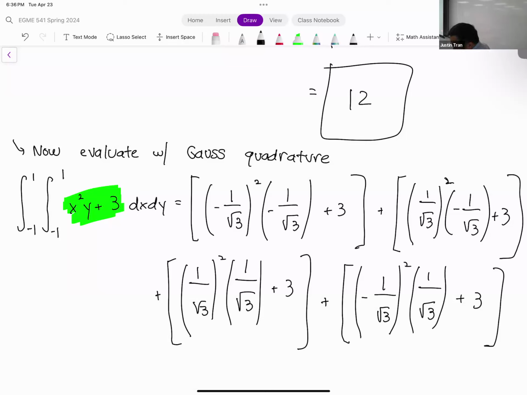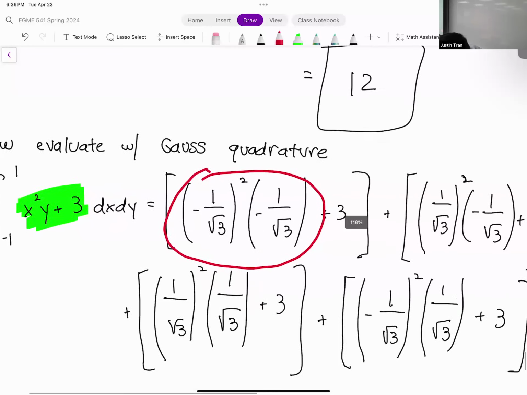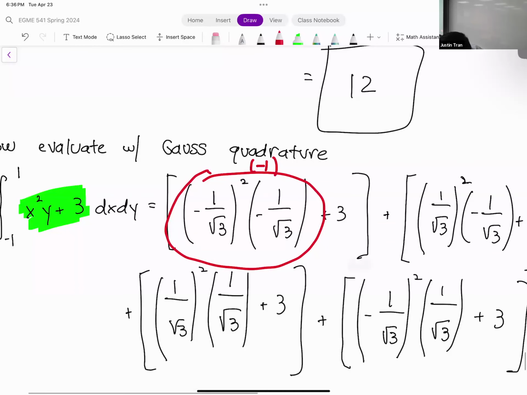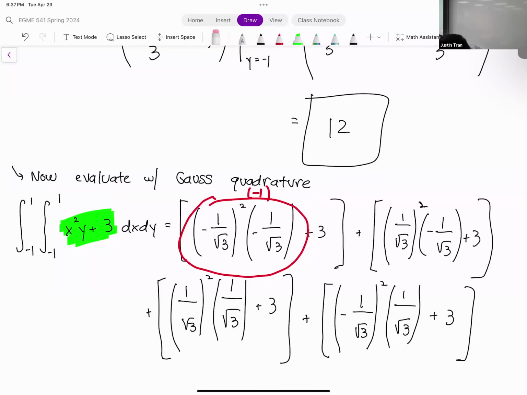If you look at the common terms here, the overall sign of the root 3 terms: we look at this term right here, which is basically 1 over root 3 cubed, and it has a minus sign in front. I don't know why I wrote minus 1, let me make that just a minus sign. The next term is a positive 1 over root 3 times minus 1 over root 3. So this is again 1 over root 3 squared, but the ending sign for this is going to be negative.